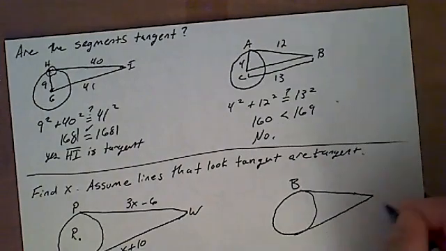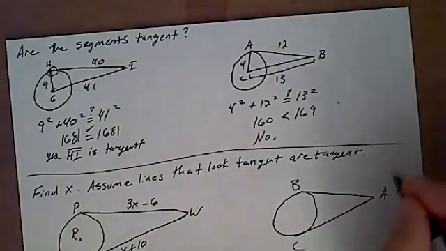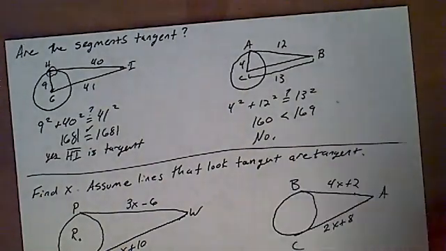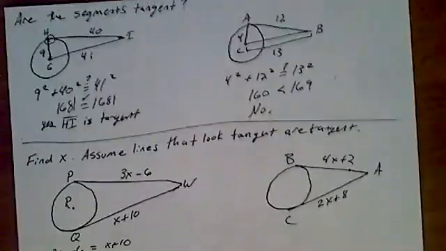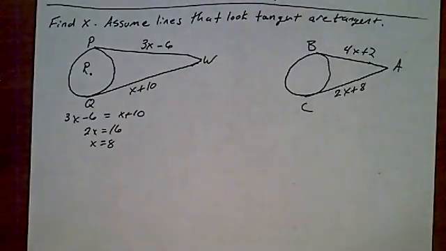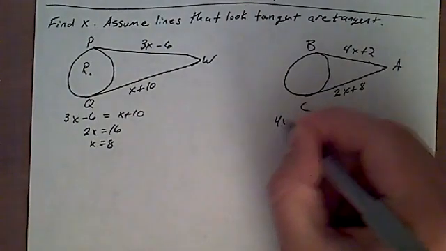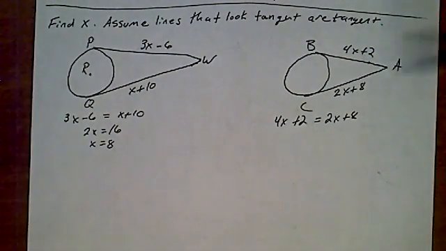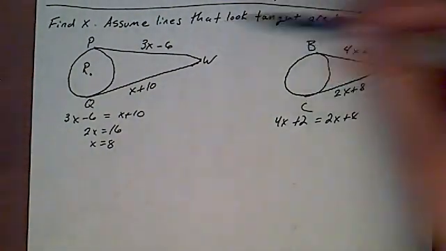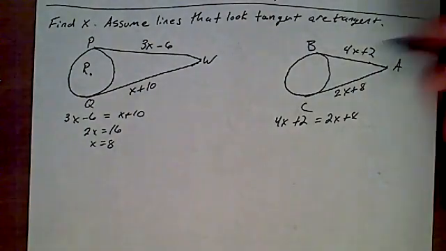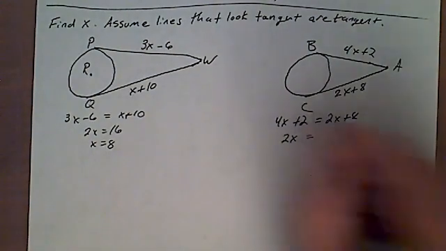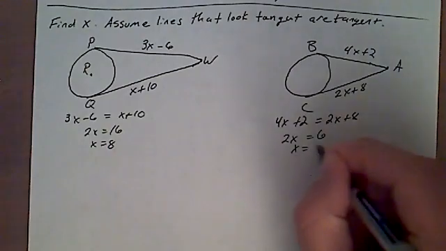Give you another one. B, A, and C. And I'll let you do that one on your own. Oops. Oh no. All right, so we should get 4x plus 2 is 2x plus 8. Again, it fits the theorem. A is the exterior point. B and C from the directions must be the points of tangency. So the two segments must be congruent. Subtract 2x from both sides. Subtract 2 from both sides. And we get x is 3.